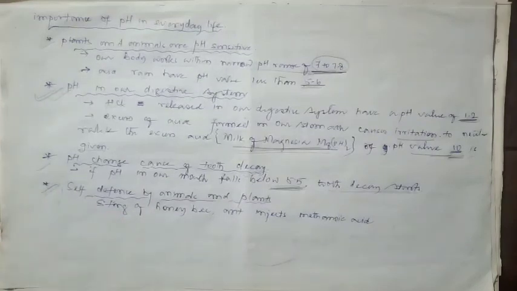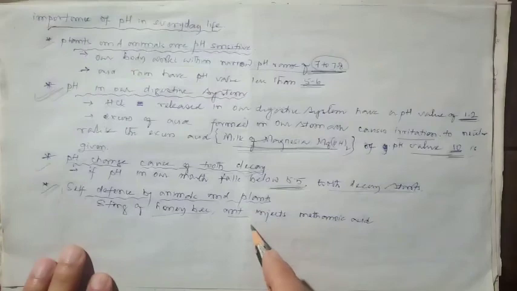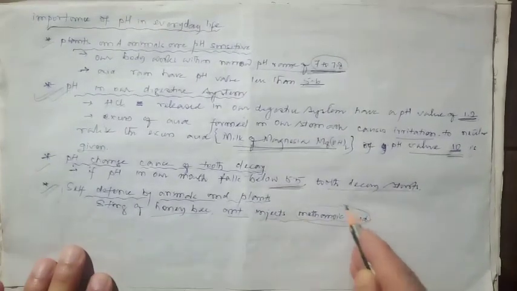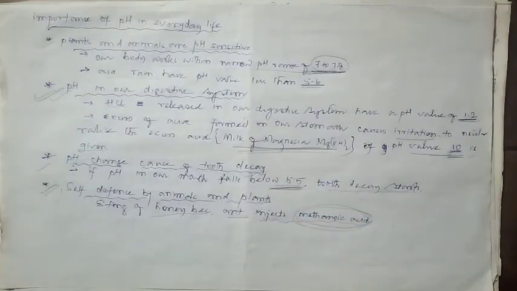Next comes, students, self-defense by animals and plants. The sting of a honeybee or ant injects methanoic acid. Now students, remember the name of the acid which is present in the sting of a honeybee and ant. They have this methanoic acid. So whenever a honeybee or ant bites us, they inject this methanoic acid that causes a burning sensation on our body. So if we apply a base around that stung area, that neutralizes the acid and gives us relief.